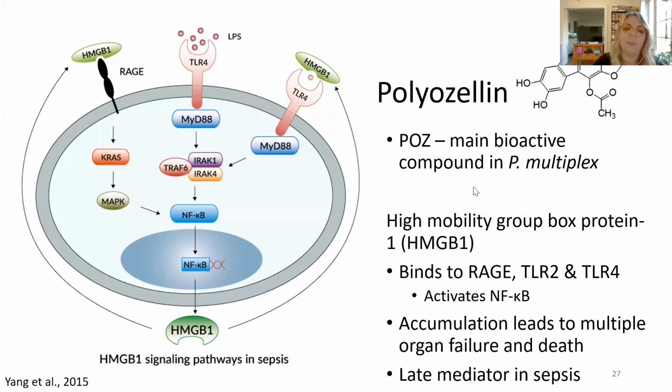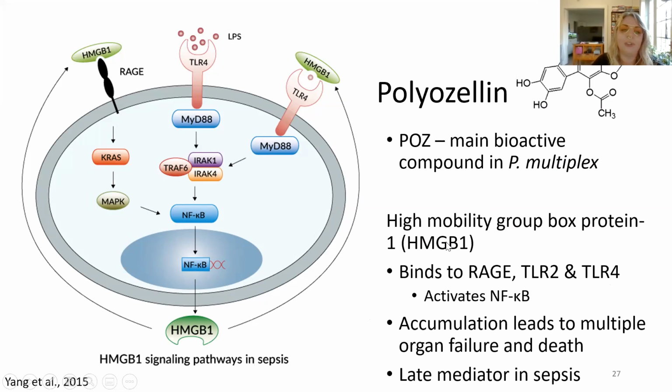And so one of the main bioactive compounds in P. multiplex is called polyozellin, or POZ. And here is the molecular structure of it. And so this lab put out a few papers on polyozellin's role in sepsis, but I'm just going to go over one that focused on HMGB1.